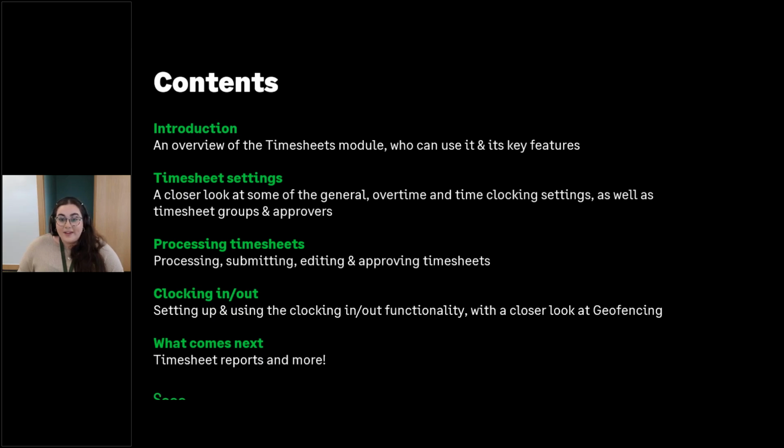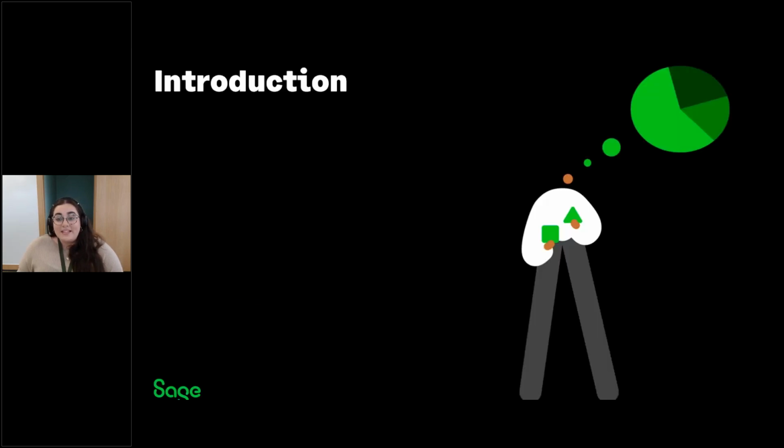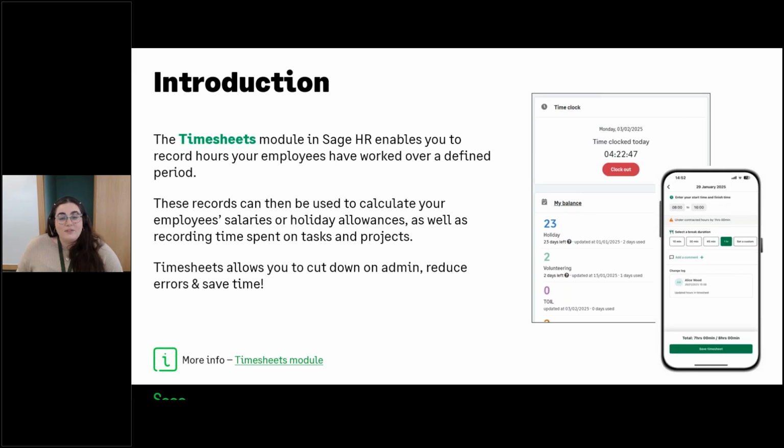Let's go ahead and get started with that introduction of the timesheets module. It is one of several additional modules that you can subscribe to in Sage HR. And a short overview of what this is: it enables you to record hours that your employees worked over a defined period of time. These records can then be used to calculate employee salaries or holiday allowances, or even things like tracking time spent on tasks and projects that you might have set up. So Timesheets does help to automate and speed up this process, and ultimately cuts down on manual tasks, which you'll see as we go through the content in today's session. And another great thing, the employees are actually able to self-serve for a lot of things. So it saves time there too.